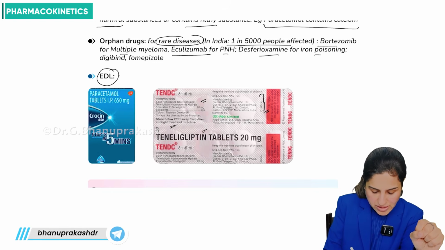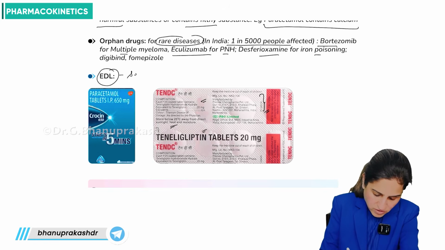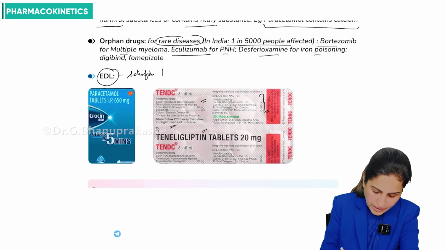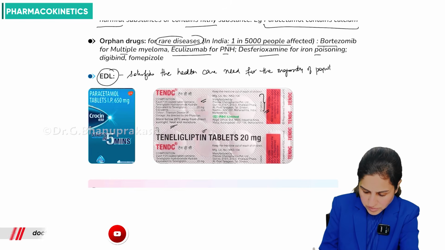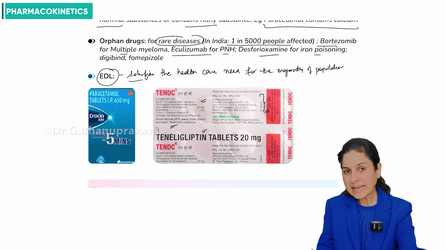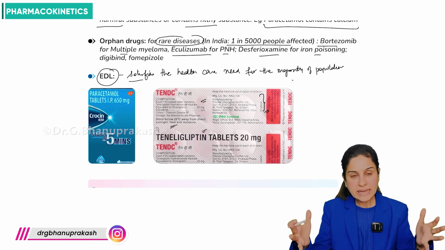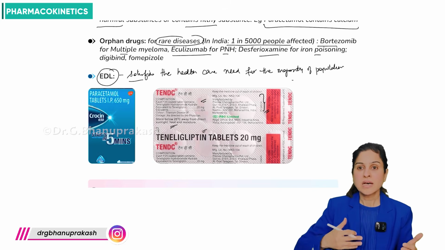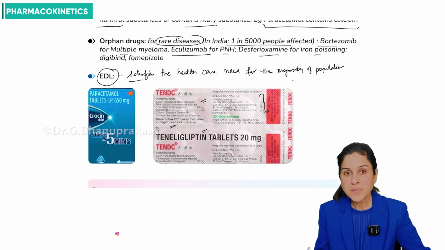What is an essential drug list? It is a list which can differ from country to country because it satisfies the healthcare need of the majority of the population. So it will contain the medications which are most important for that particular area, region or country, because more people are suffering from that. So it is more relevant to that particular country.